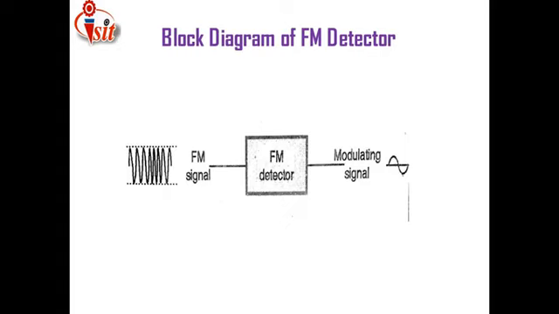It should respond only to the frequency changes. And last requirement related to FM detector method is it should be fairly simple in its adjustment and operation. That means it is fairly adjusted over there. Now let us see what are the types of FM detector.